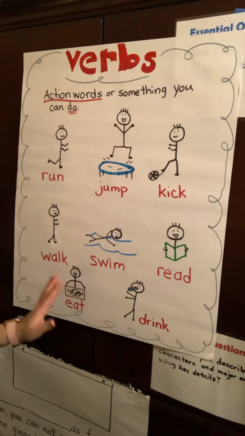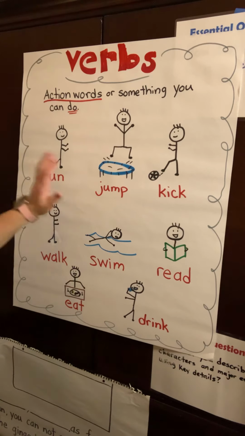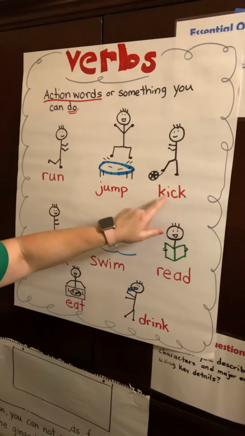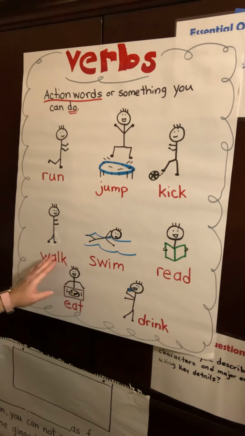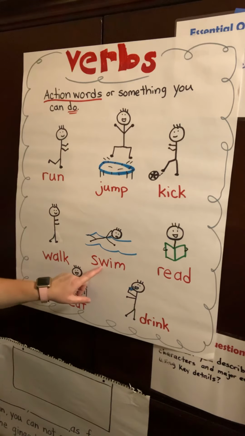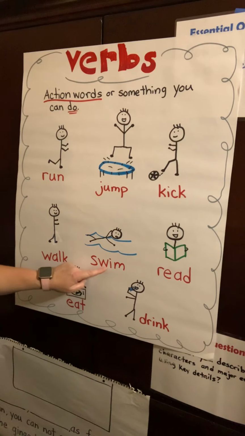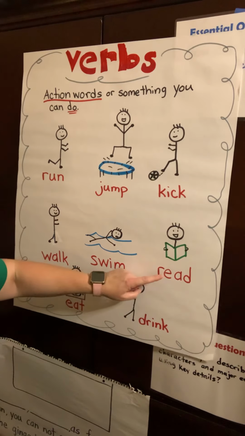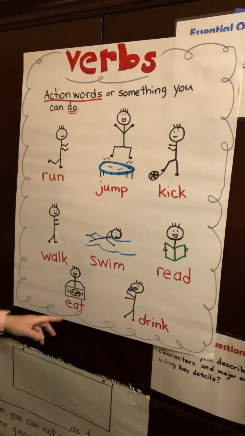There's a few more that we can go over. Run is an action. Jump is an action. Kick is an action. He's moving his leg to kick. Walk, we move our legs, we walk. That's an action. Swim, you're kicking your legs and moving your arms. That's an action. Swim. Read. We're using our eyes to look at the words. We're using our mouth to make the sounds. That's an action or a verb.